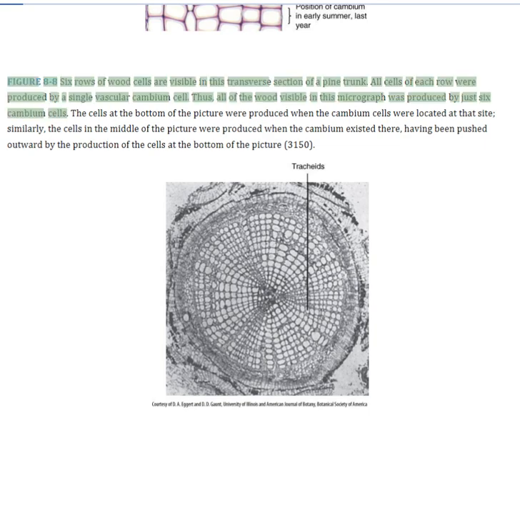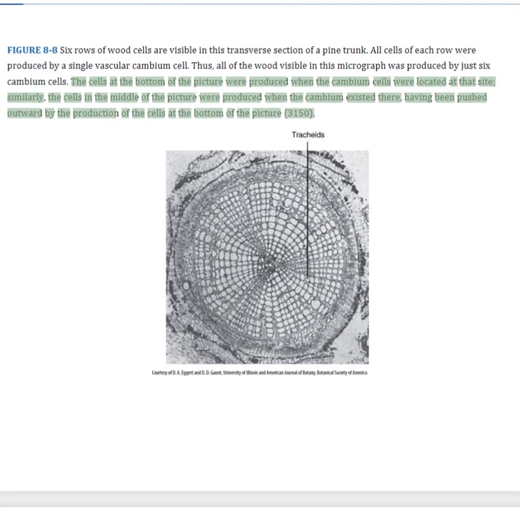Figure 8.8: six rows of wood cells are visible in this transverse section of a pine trunk. All cells of each row were produced by a single vascular cambium cell. Thus, all of the wood visible in this micrograph was produced by just six cambium cells. The cells at the bottom of the picture were produced when the cambium cells were located at that site. Similarly, the cells in the middle of the picture were produced when the cambium existed there, having been pushed outward by the production of the cells at the bottom of the picture.